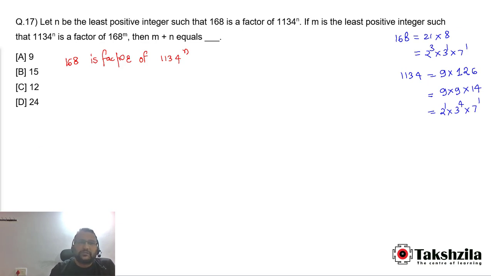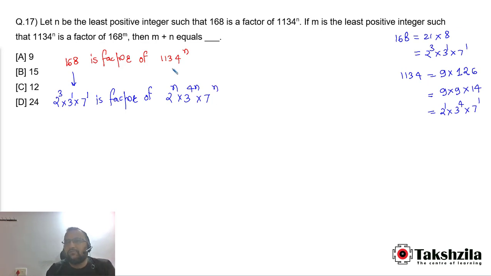So from this हम क्या conclude कर सकते हैं? Let's have a look at it. 2 cube into 3 to the power 1 into 7 to the power 1 is a factor of 2 to the power n into 3 to the power 4n into 7 to the power n, because यहाँ पे 1134 to the power n है. Then first number is the factor of second number.